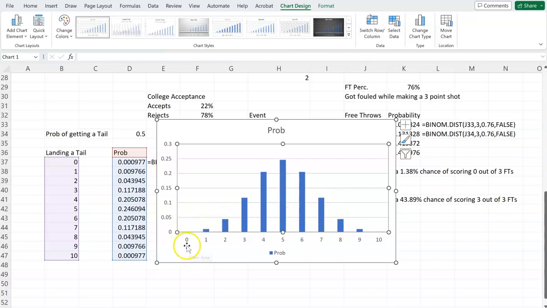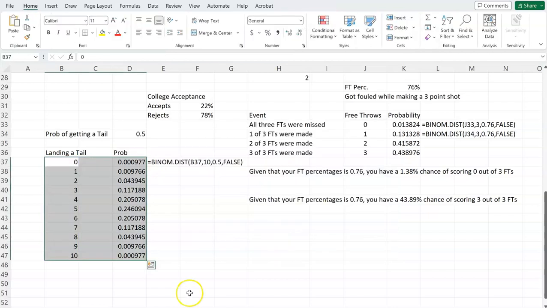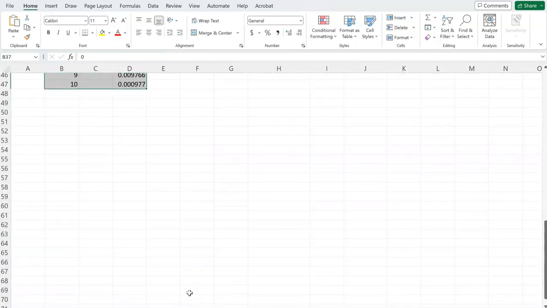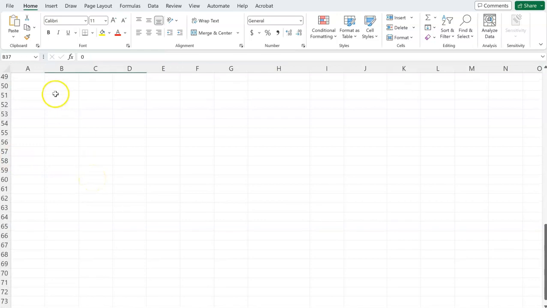As you can see, the probability of getting 0 or 10 tails is very low, but as we go closer and closer to the middle, the probability rises. Next, let's look at Poisson distribution. Poisson distribution is kind of like a count data.